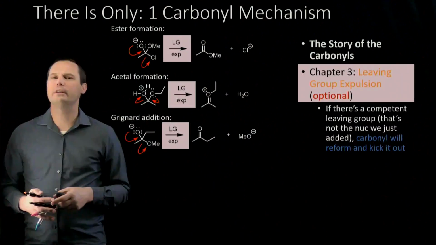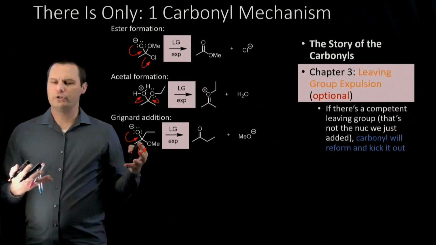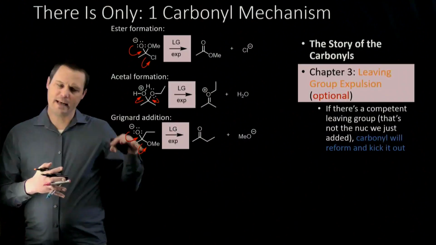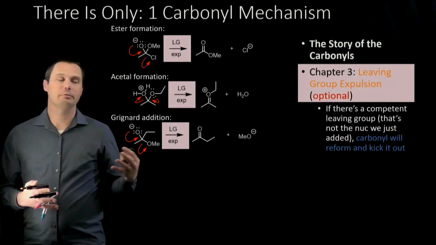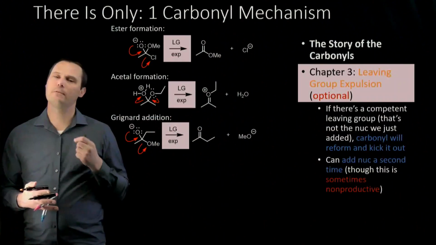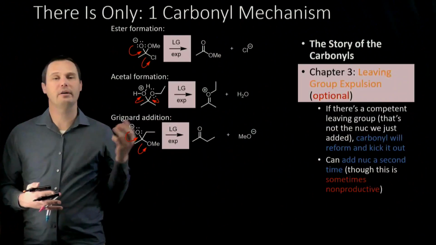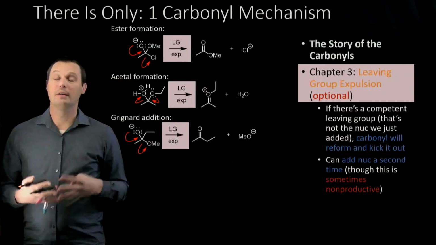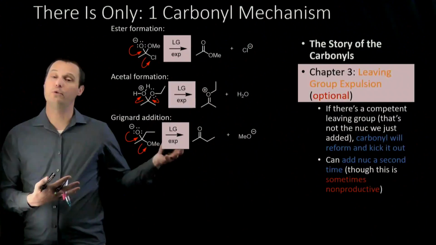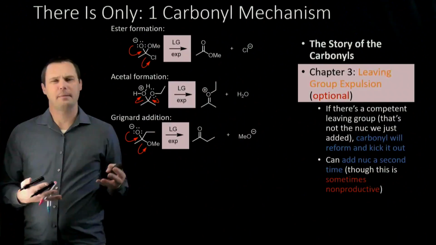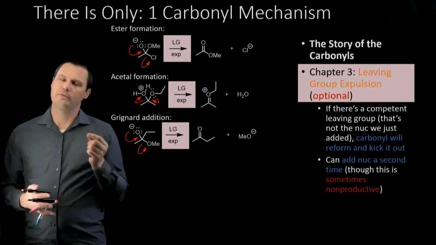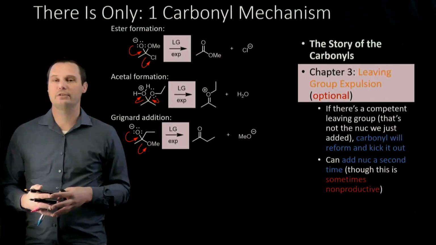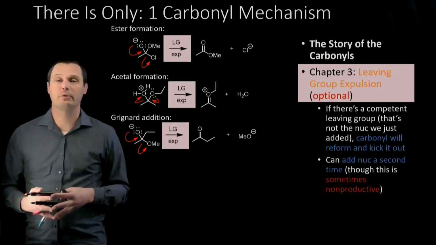One caution here in Chapter 3. Like any good children's series, not every story is exactly the same all the way through. And this is true in Chapter 3. After I do the leaving group expulsion, I remake a carbonyl. And for some mechanisms, the nucleophile can add a second time to that carbonyl. Sometimes it adds a second time to form a new product. Sometimes it adds a second time, but it's not really a productive step. And sometimes it doesn't add a second time at all. So we'll have to learn some of the nuances of these reactions to figure out how exactly Chapter 3 plays out each time.